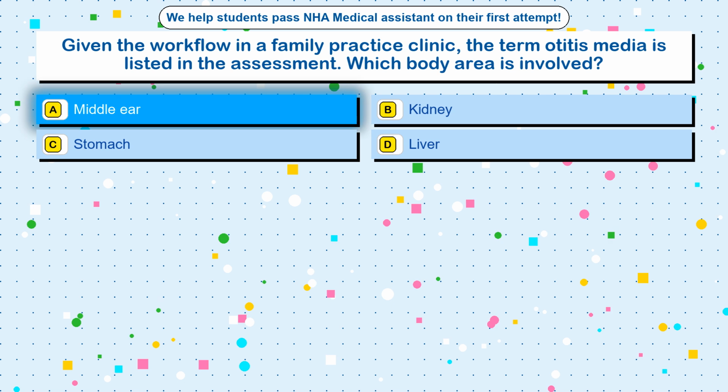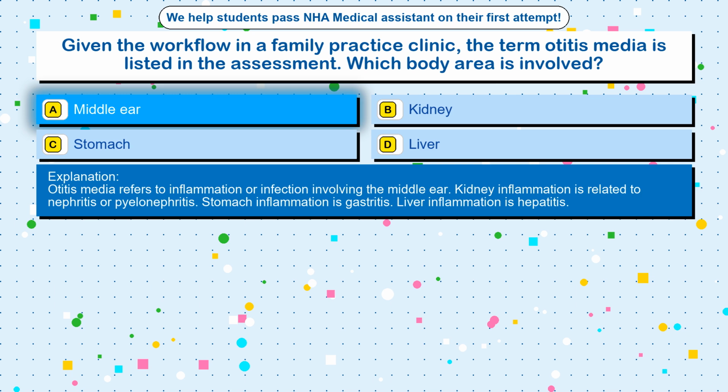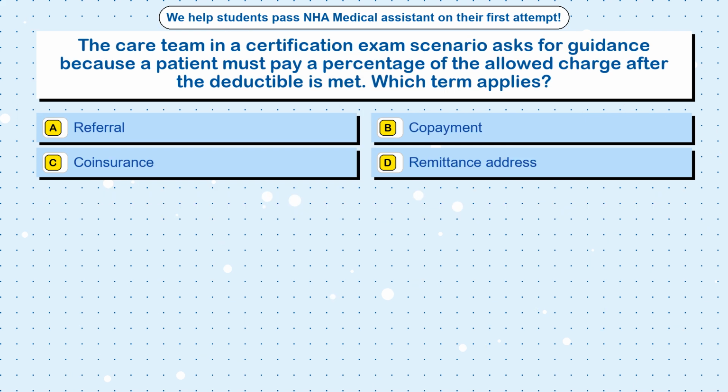Middle ear. Otitis media refers to inflammation or infection involving the middle ear. Kidney inflammation is related to nephritis or pyelonephritis. Stomach inflammation is gastritis. Liver inflammation is hepatitis. Question 25.